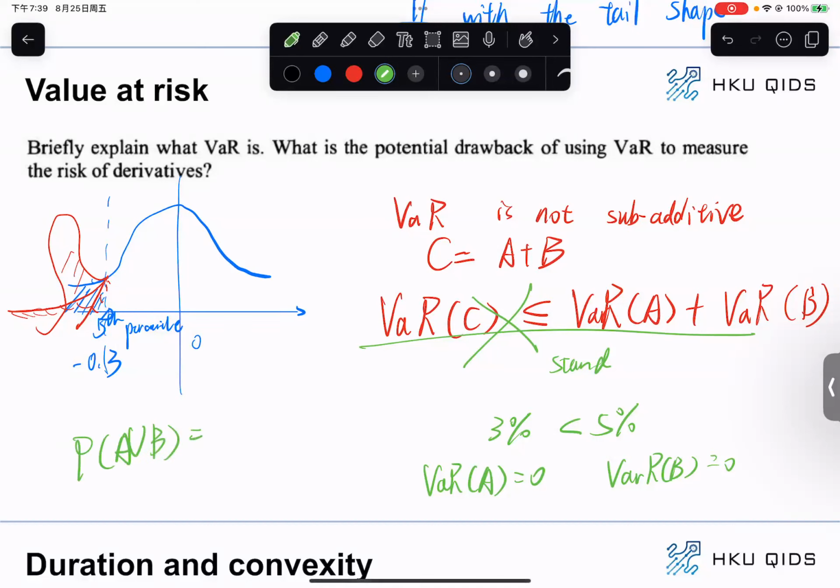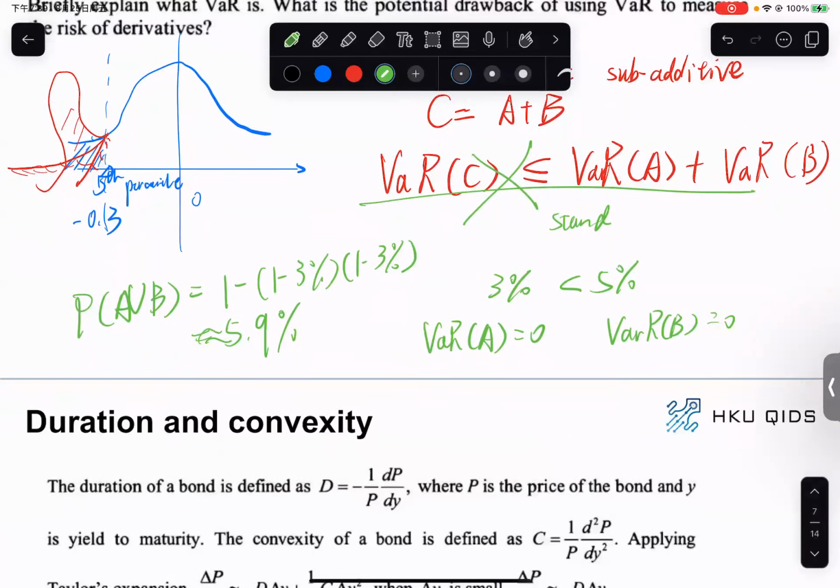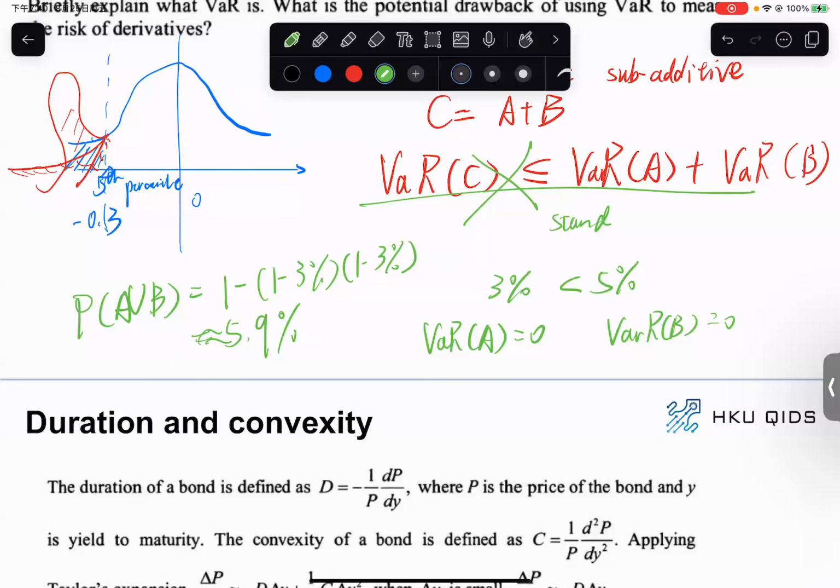It becomes 1 minus 3% multiplied by another 1 minus 3%, right? And this is going to give you around 5.9, which gives a non-zero VaR and makes this inequality break. So it's a theoretical drawback of VaR. And actually, this sub-additivity is one important property of a coherent risk measure.